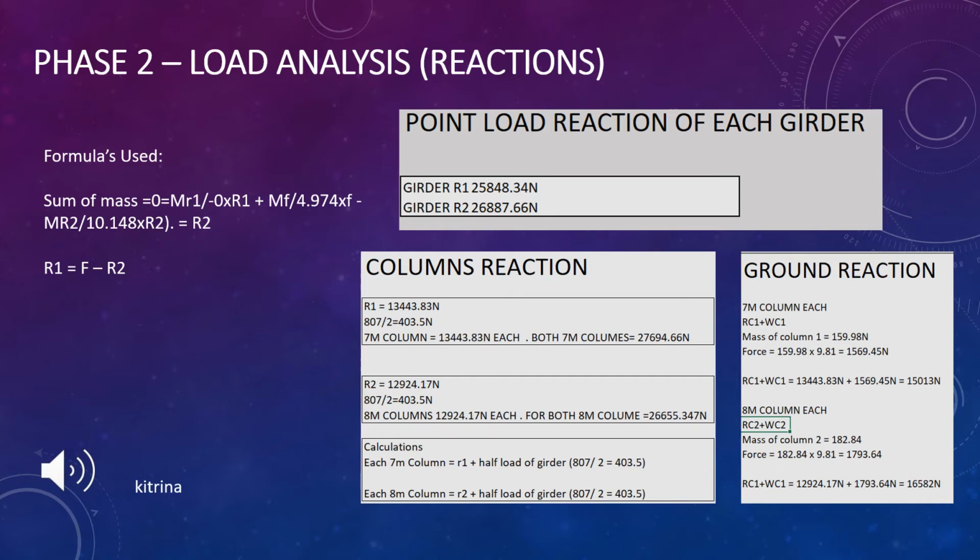And for R1, we used the formula F minus R2, which resulted in 13,443.83 newtons, which we multiplied by 2, which resulted in 26,887.66 newtons. As the point load reaction is equal to the forces acting downwards in the structure, the reactions are equal and opposite. For columns, we added the weight of half the girder onto R1 or R2, depending on what column it was, and for the ground reaction, we added the weight of the columns. Each column was done separately as they both had different weights.